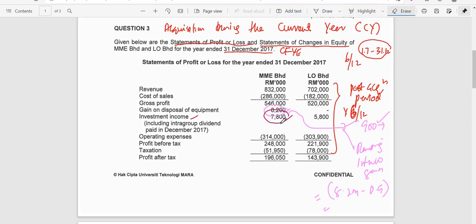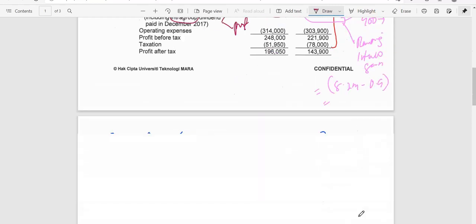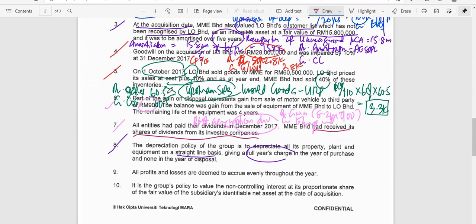This one is not the one. The one here, 7.8 million. It also includes some intra-group dividends coming from ordinary dividend and also from preference dividend. And that intra-group dividend must be removed. So that has to be done.